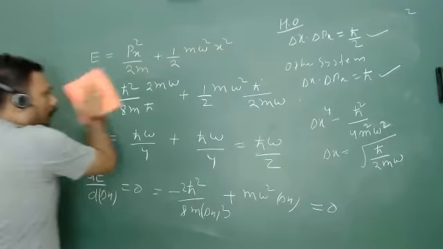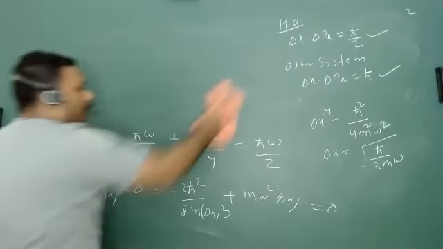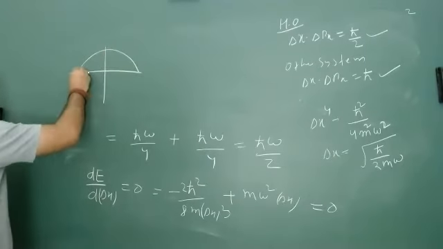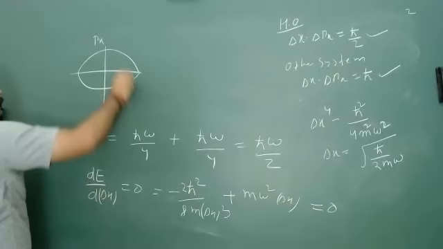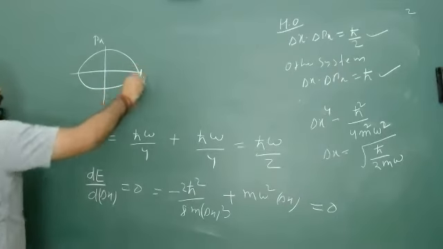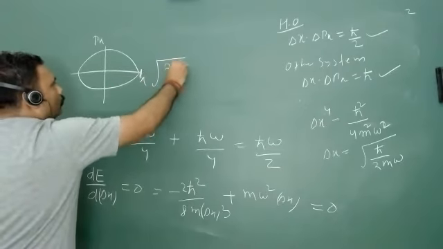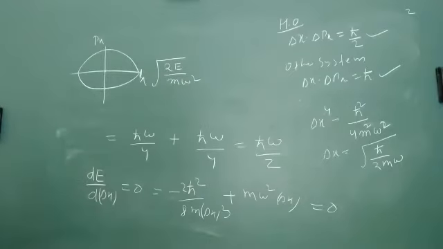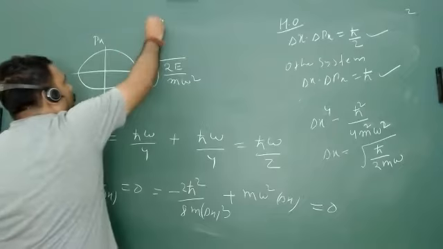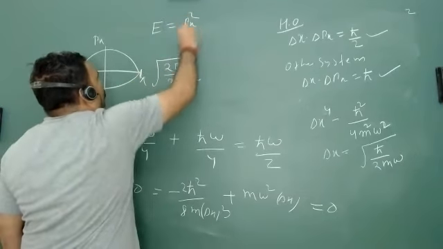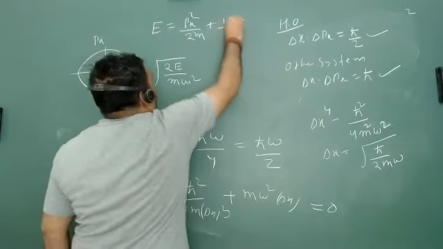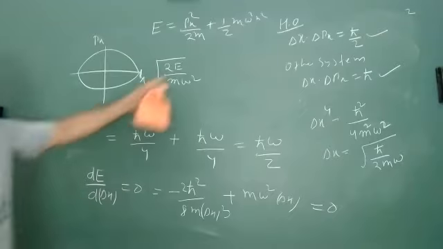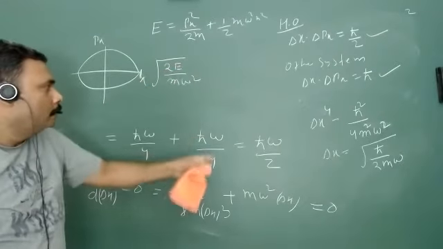Now look at what happens when we plot px versus x. Classically, I am just plotting px versus x. This point is about 2E upon m omega square. Remember, last class we have done this. E is equal to px square upon 2m plus half m omega square x square, meaning momentum is 0.